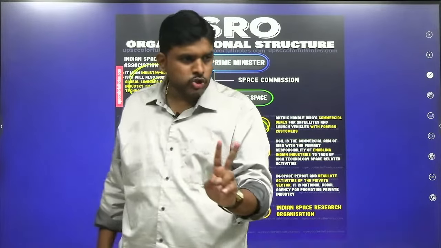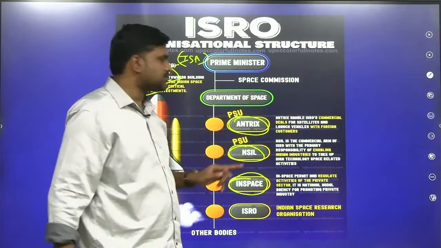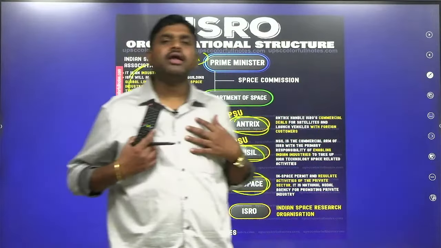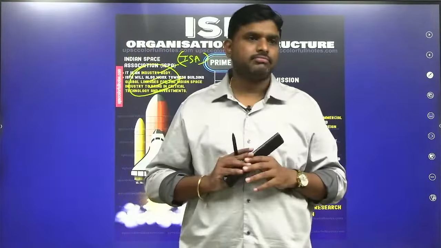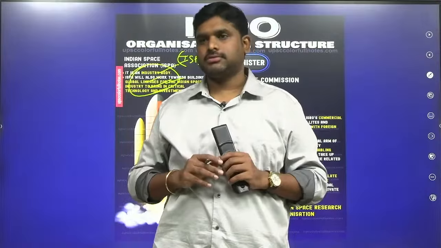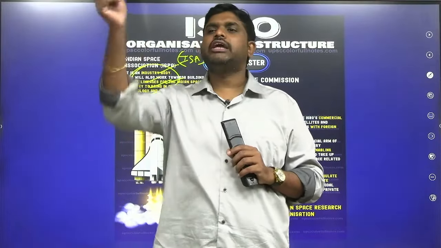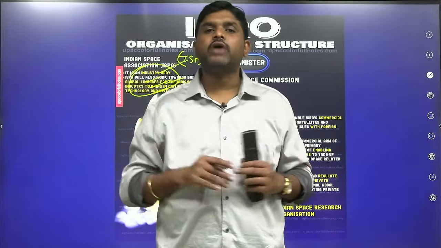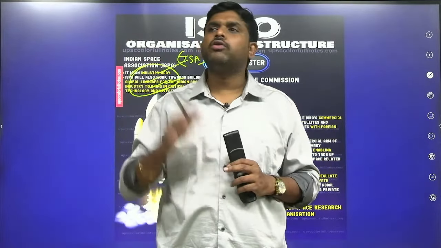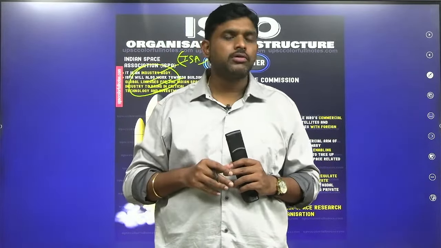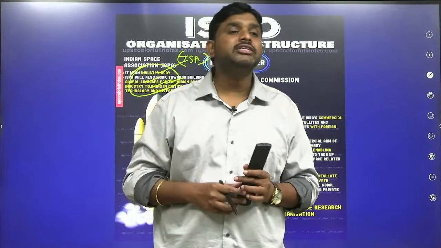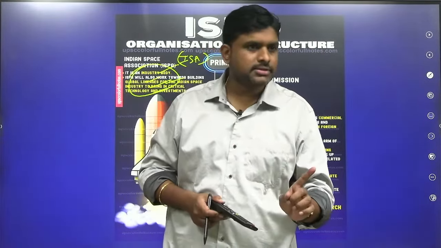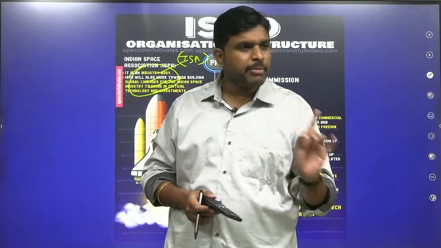So the body which makes the agreements and ties with respect to space is the Indian Space Association. Antrix handles commercial deals. For example, I manufactured one satellite and I want to study across my house, commercially. Then I will make a call to Antrix: you are launching a rocket, no? Please keep my satellite also. How much money do you want? So commercial deals will be made by Antrix.